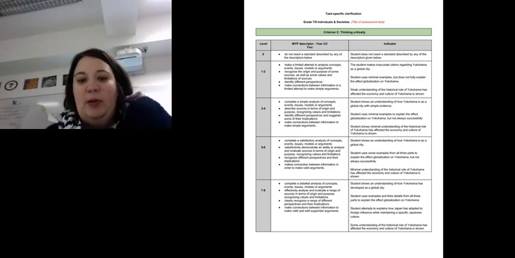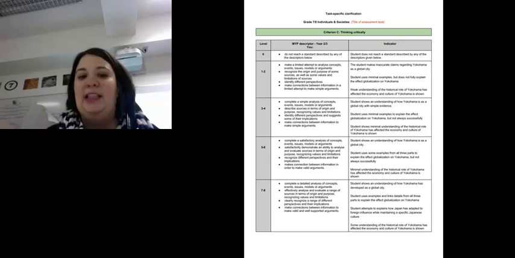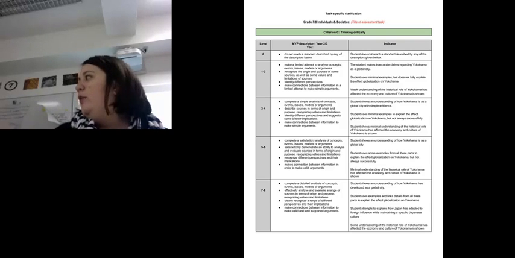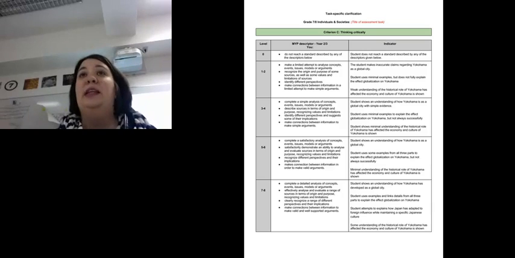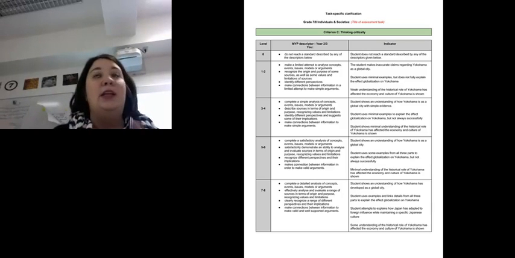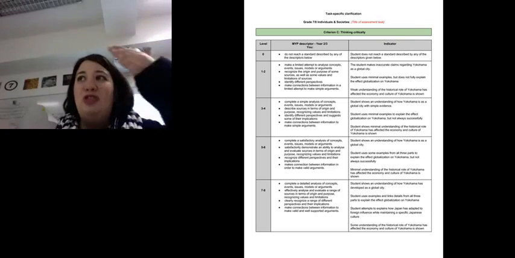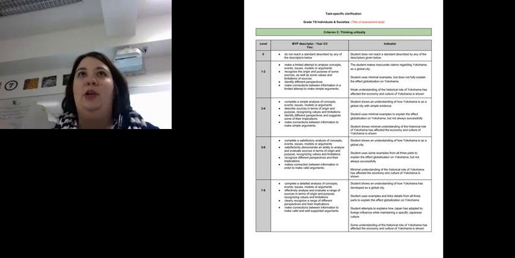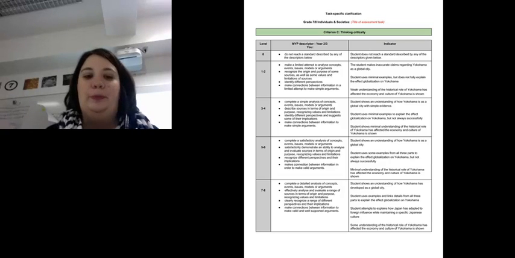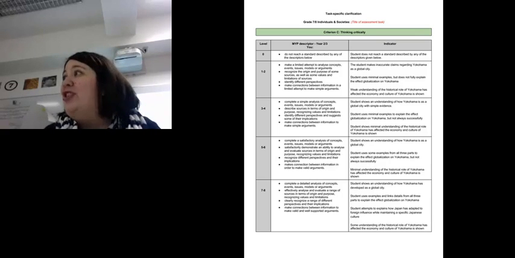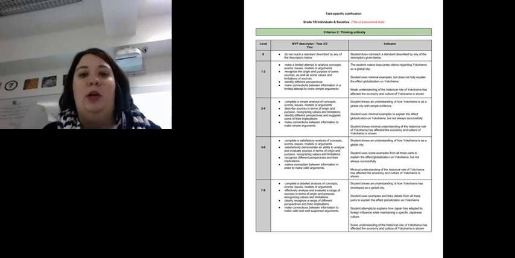Students attempt to explain how Japan has adapted to foreign influence while maintaining a specific Japanese culture. A lot of you on your first hypothesis have talked about this idea of, yes, it is globalized, but it is still Japan. That should be what you're seeing if you look at your parts one, two, and three. Not every store was a foreign store, for instance. Students show some understanding of how the historical role of Yokohama has affected the economy and culture of Yokohama. So you've tried to show me how its history has affected it. That's what you would do if you include part one in your part four.